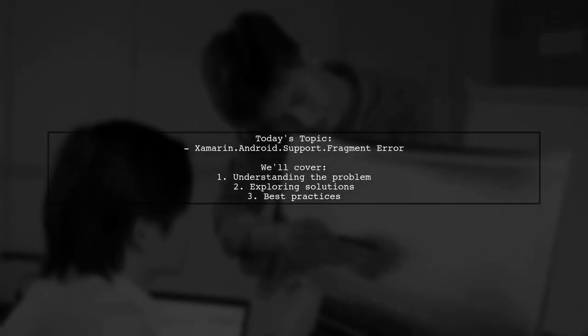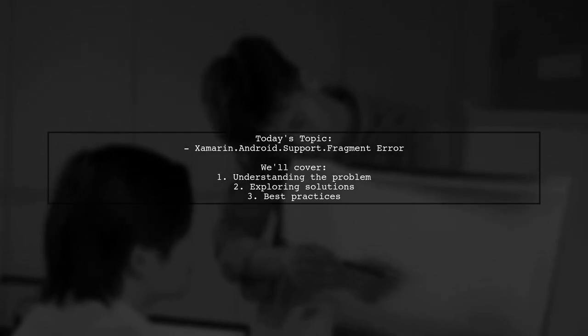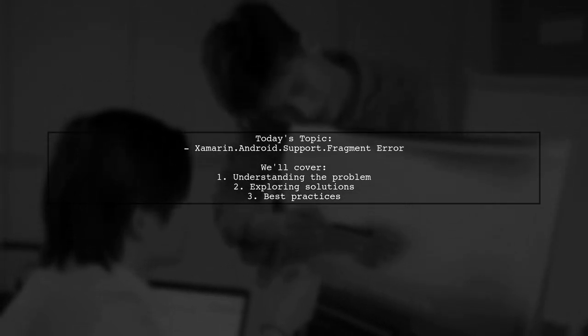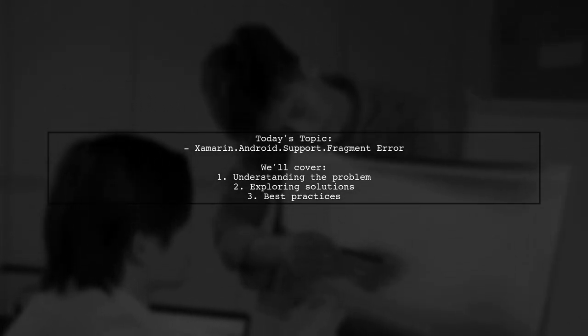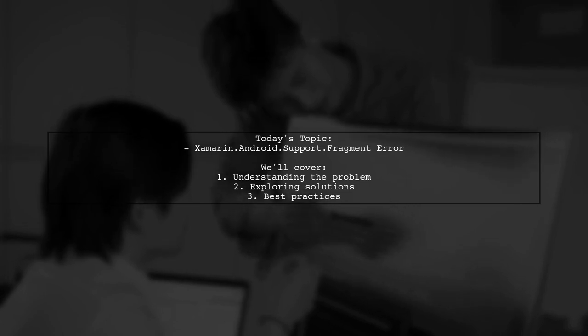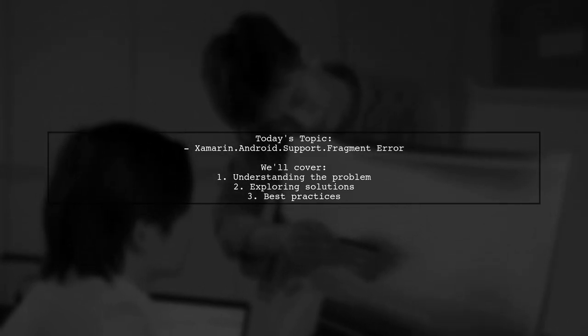Today we're diving into a common challenge faced by many developers. Our viewer asks, Xamarin.Android.Support.Fragment, version 1.0.0.0, culture equals neutral, public key token. Perhaps it doesn't exist in the mono for Android profile? Let's explore this issue together.